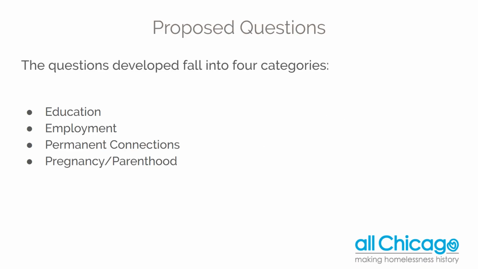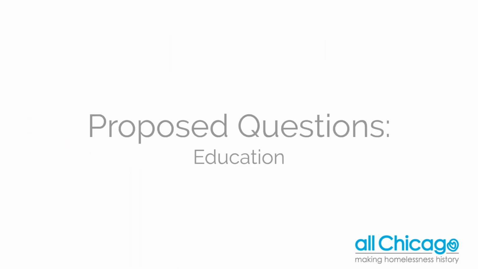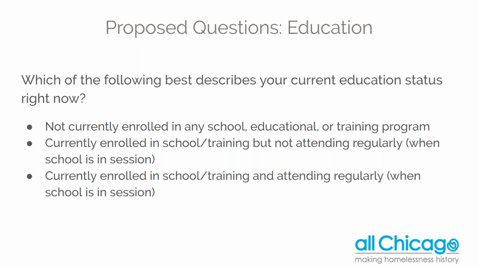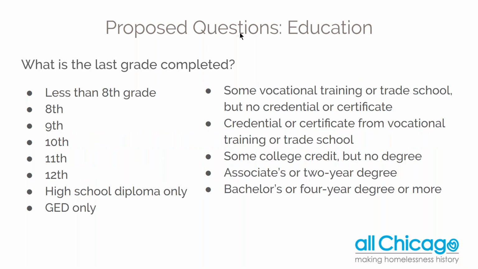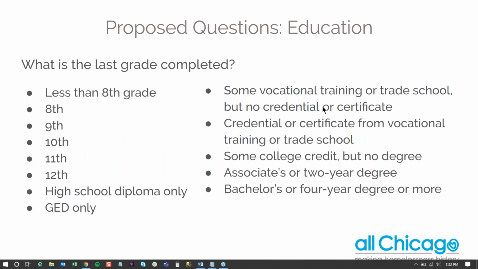So once more, they fall into 4 categories: education, employment, permanent connections, and then that additional fee, which are all 3 in the framework for ending youth homelessness. And then we have the pregnancy and parenthood questions. So education, we're going to be asking them if they are enrolled in school and what is their current educational status right then and there. Then, what was the last grade that they had completed? And notice that we're not just asking about grades, but we're also asking about vocational training, etc.